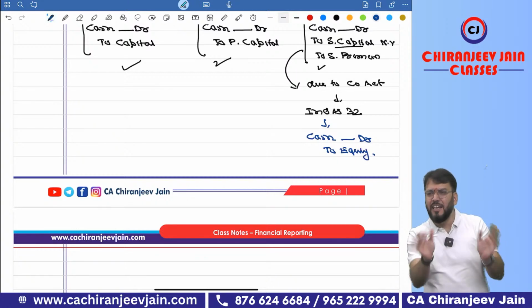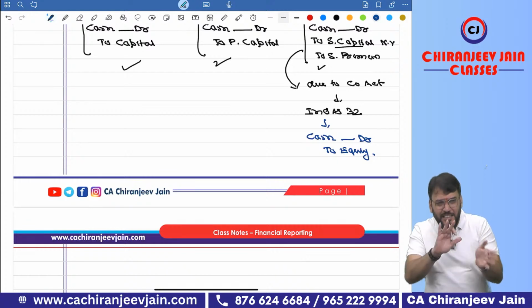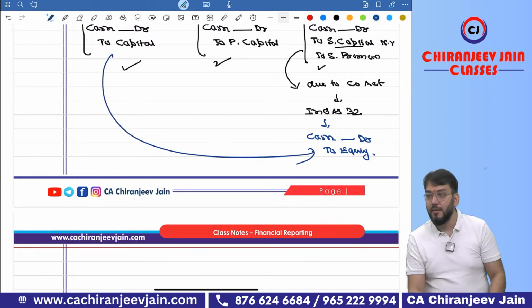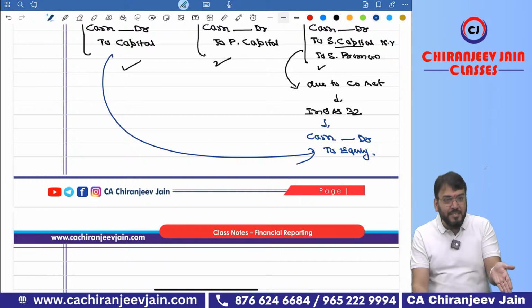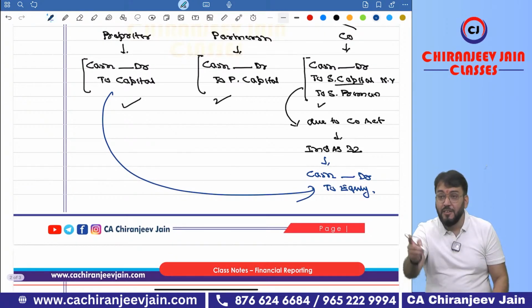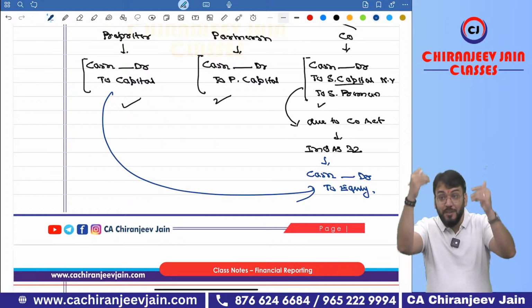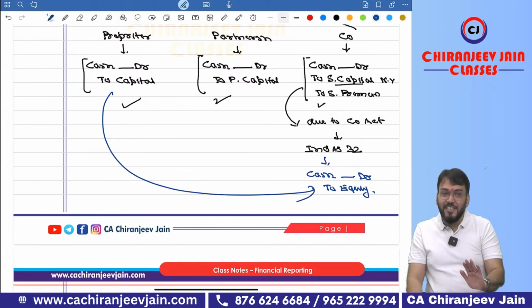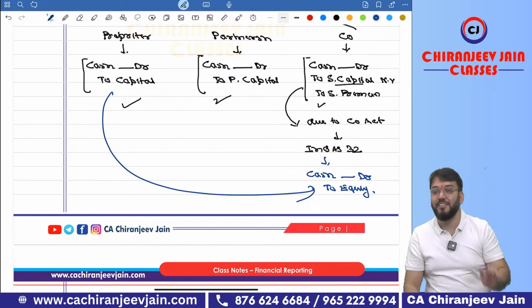Equity means capital. Capital and equity are interchangeable terms. Means same journal entry. Whatever you have done for partnership, same journal entry. Now just try to understand, if this journal entry would have been given in your basic classes, the doubt would have never come. Yes or no? Means unnecessarily companies have made our accounting complicated.